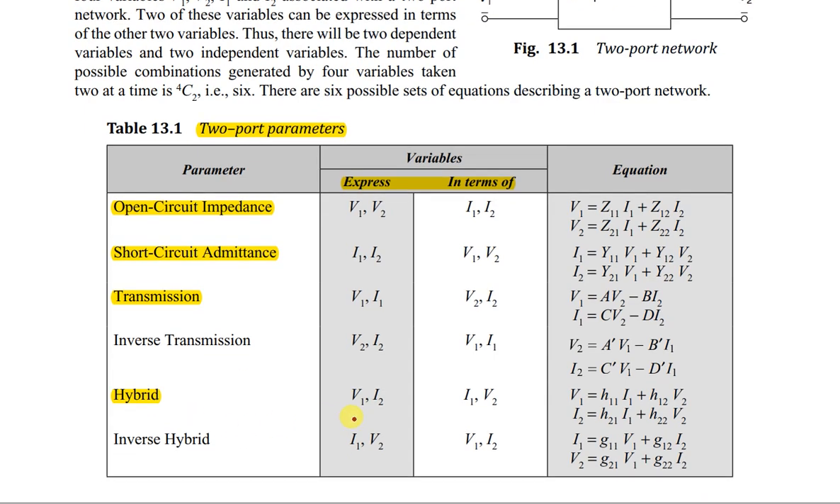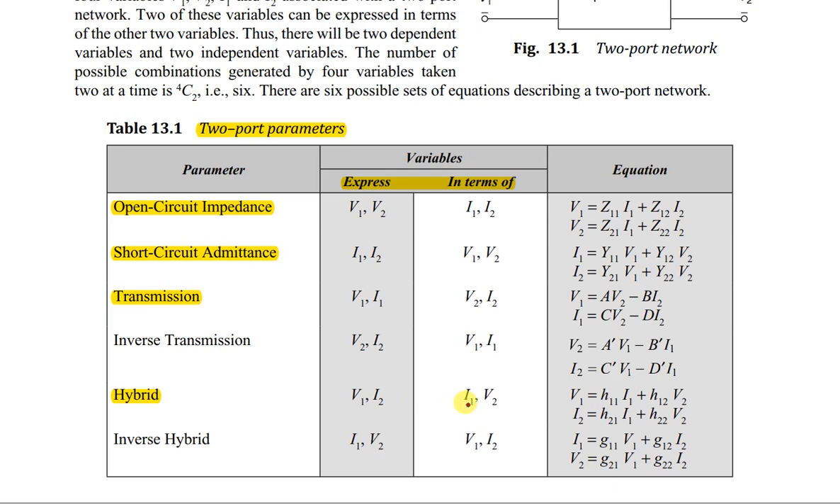One more parameter is the hybrid parameters, where inputs are expressed as output current, and input voltages are expressed in terms of currents. Here we express V1 and I1 in terms of V2, I2. In the hybrid, input side voltage but output side current. So it is hybrid, it is not the same. Input side voltage we are taking, but output side we are taking current. So it is a hybrid.